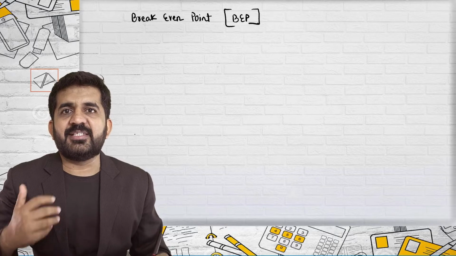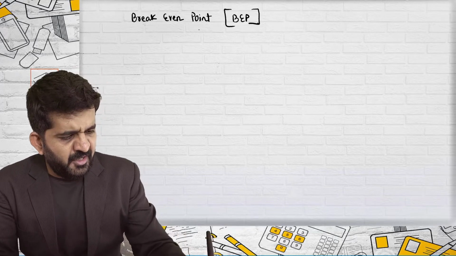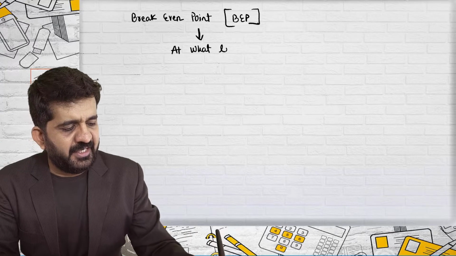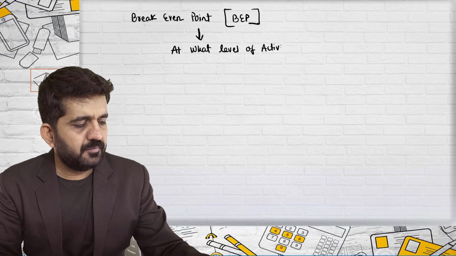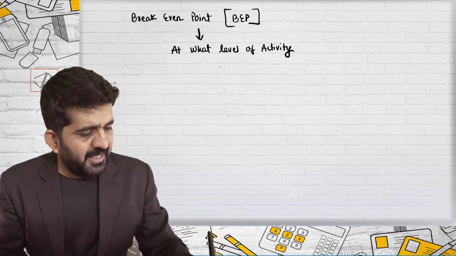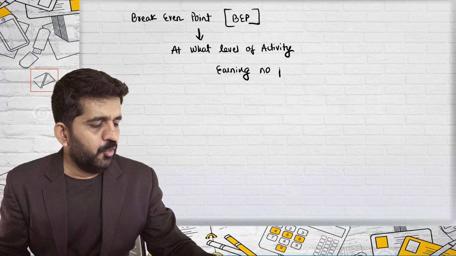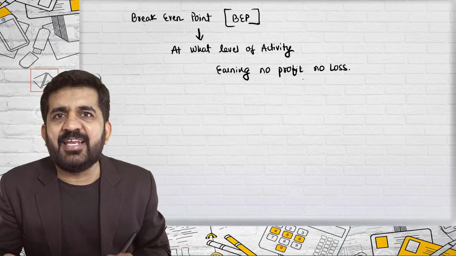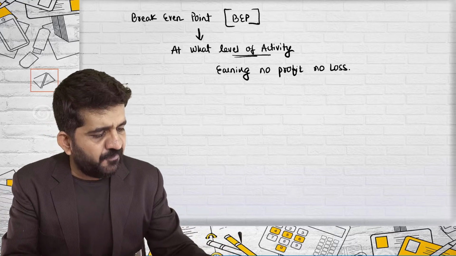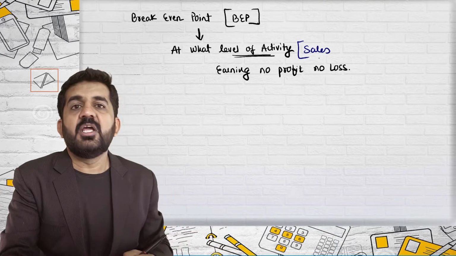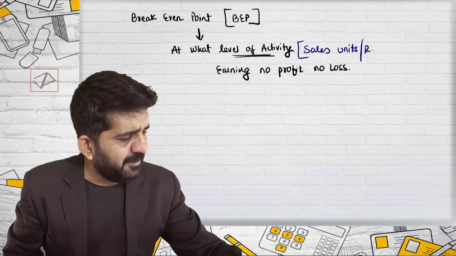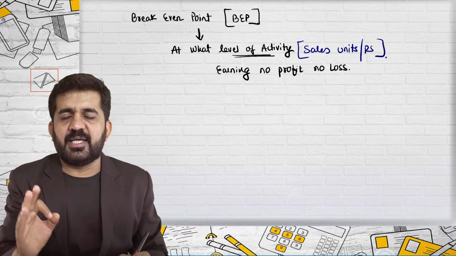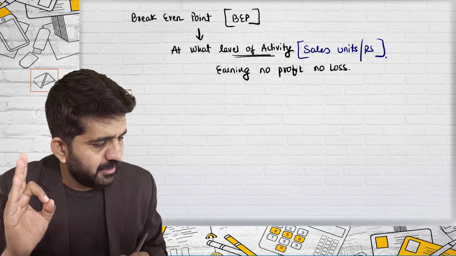Try to concentrate in the same situation of Pani Puri. If someone tells me at what level of activity you will be earning no profit, no loss. At what level of activity? Practically in marginal costing, a level of activity basically means sales. Now sales can be in units or in rupees, but they are asking me this: at what level of activity there will be no profit, no loss. Practically means there will be zero profit.